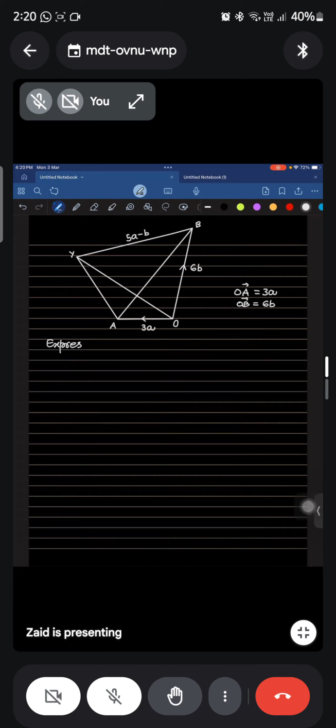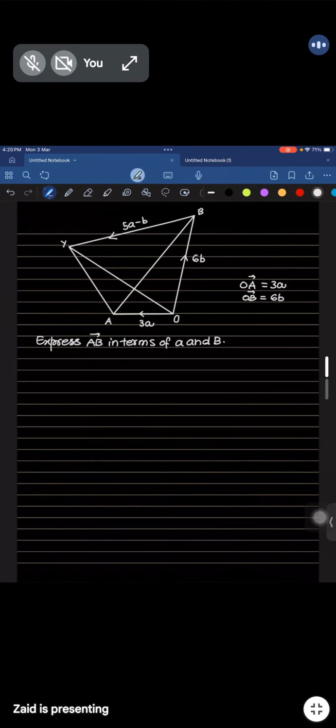Express AB in terms of A and B. YB they haven't given as well. Oh, okay, this one they have given. I thought you were talking about Y. X is a point. This is a very important question. Believe me, this can be there for a 4 mark or 5 mark question as well.